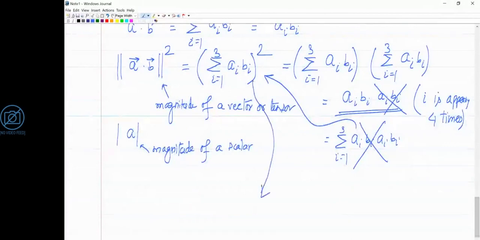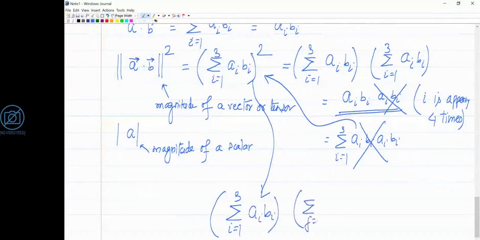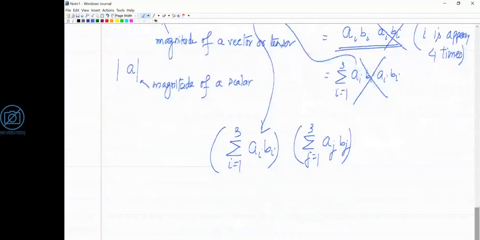We could write this, as I told you, an index does not have to appear more than twice. Then we could write this as summation I equal to 1 to 3 AIBI and another summation j equal to 1 to 3 AJBJ. This is also perfectly fine, right? Because I or j here are dummy indices, so you can use any symbol. And then you forget about the summation symbol and write it as AI BI AJ BJ. And then it has got only one meaning.